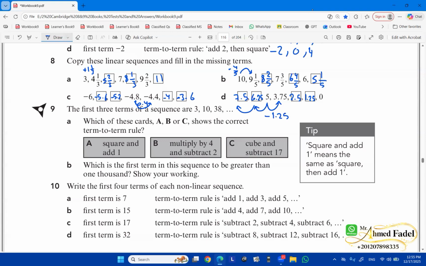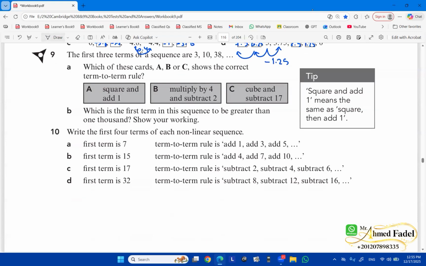Next question here says to you that the first 3 terms of a sequence are 3, 10, 38. Which of these cards, A, B, or C, shows the correct term-to-term rule? 3, if you square it, it becomes 9. Add to it 1 becomes 10. Okay, but is this then answer A? Well, you will be making a very big mistake if you choose A.